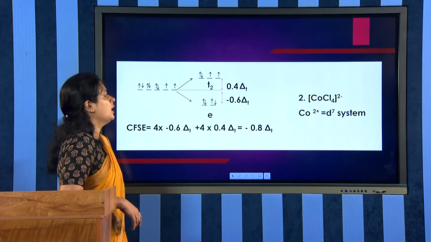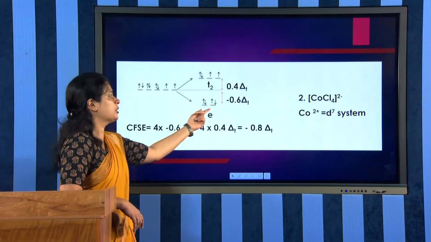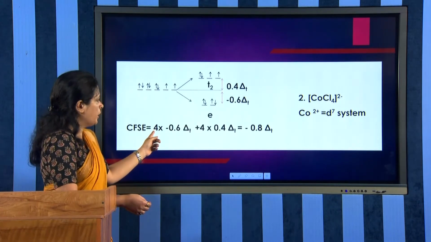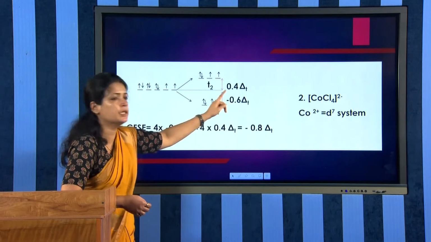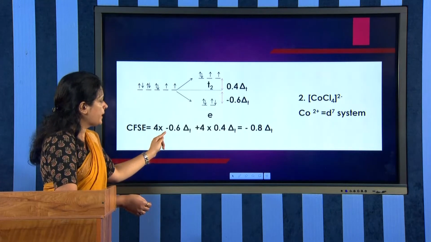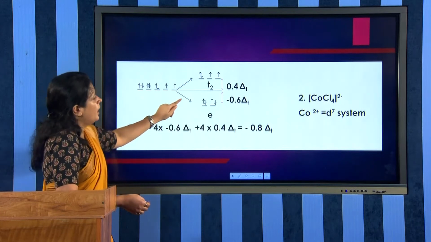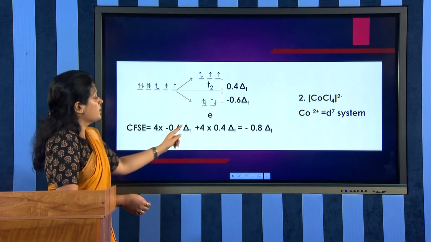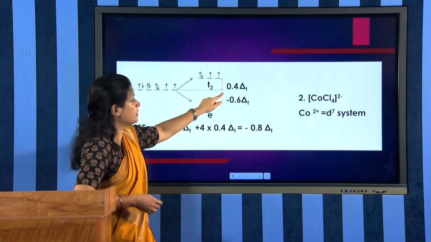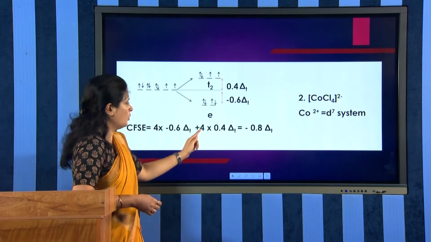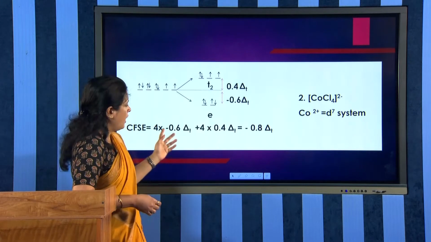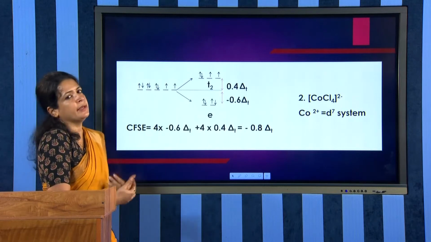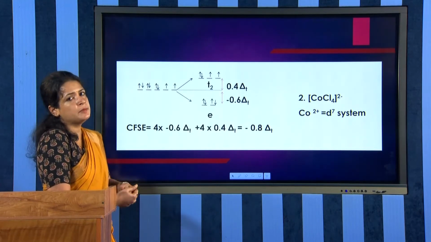So, this is the case, and now we can calculate how many electrons there are in the E orbital. We have 4 electrons, 1, 2, 3, 4. So, 4 into what is the stabilization energy of this? It is minus 0.6 delta T. So, 4 into minus 0.6 delta T. And how many electrons in the T2? We have 1, 2, 3, 4, 4 electrons in the T2 also. So, 4 into what is the destabilization energy? It is 0.4 delta T. So, 4 into 0.4 delta T. After summing up, you will get the answer as minus 0.8 delta T. This is the way to calculate the CFSE of NiCl4 2-.